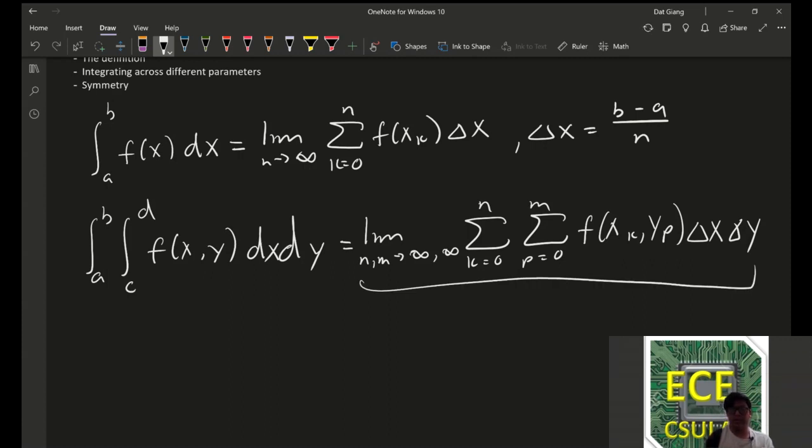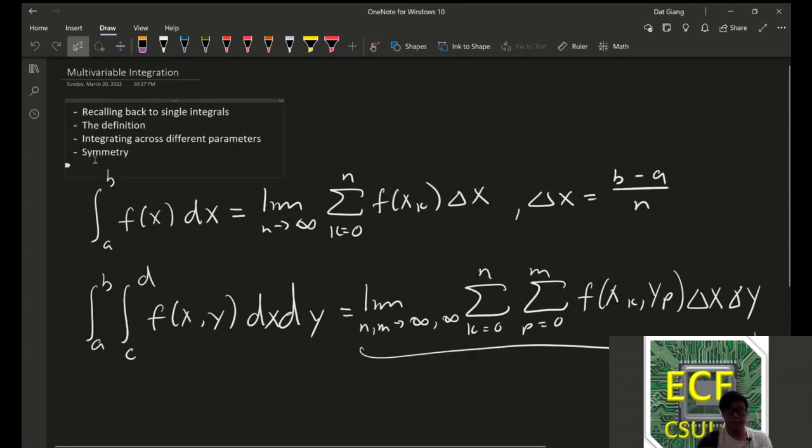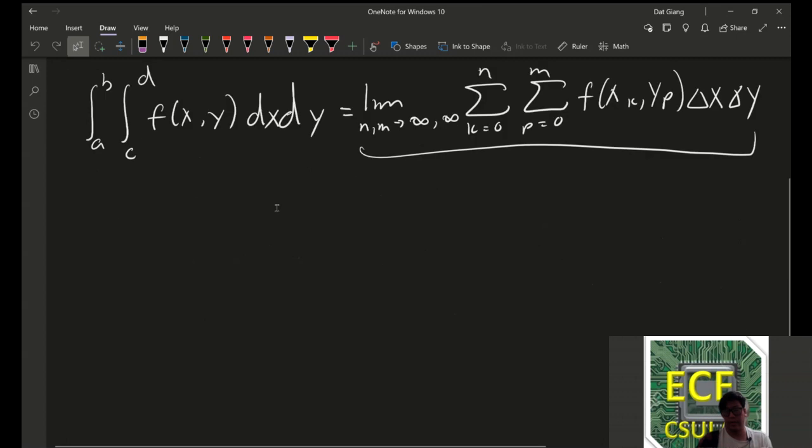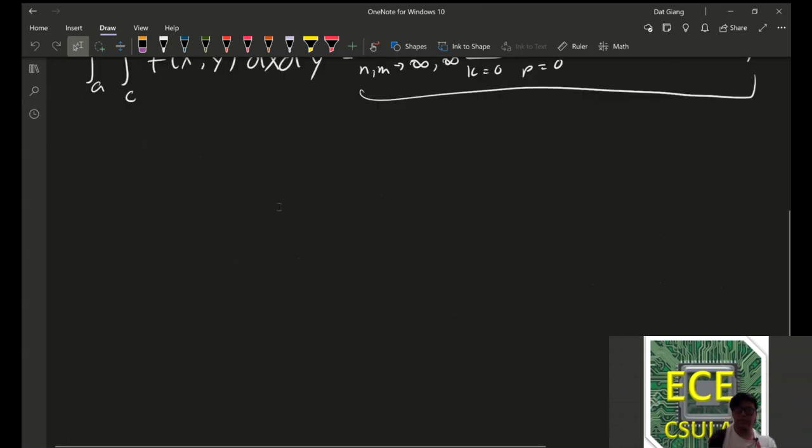this is generally the idea, where instead of using rectangles, we use rectangular prisms, and if we have one more variable, we have 3D spaces. But in general, the format is the same. Okay, so integrating across different parameters, we have to consider a few theorems.